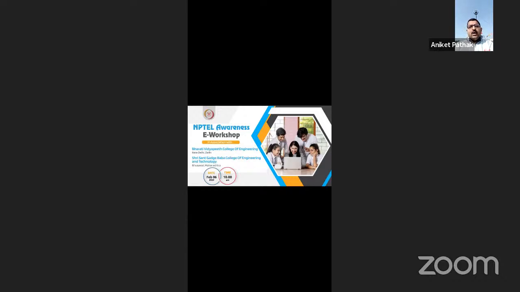But still, what are the different opportunities that are being provided by NPTEL for the faculty development programs, for the soft skill development programs, for the GATE portal, for the self-based learning programs, also the live workshops. Regarding that, you all would be made aware in this workshop.